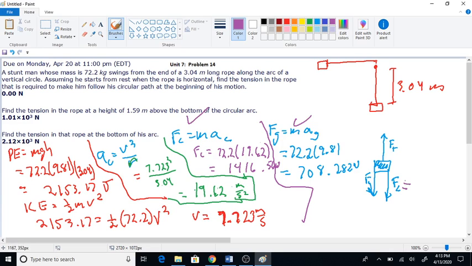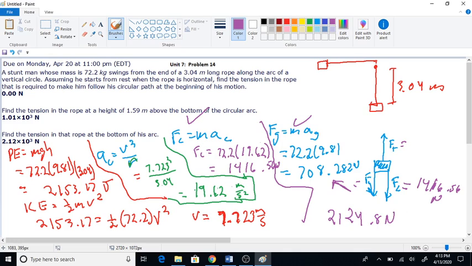So this is 1416.56 newtons, and this one is 708. And this is equal to the sum of those two, because it's in static equilibrium in this direction here. The ups have to equal the downs, because it's not accelerating up or down. It is going in this direction, but it's not falling off where it's attached.